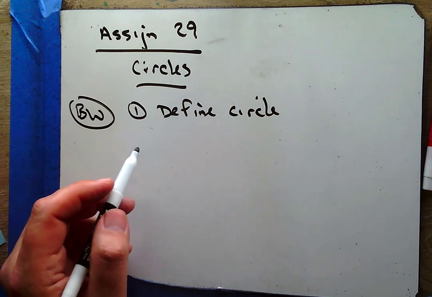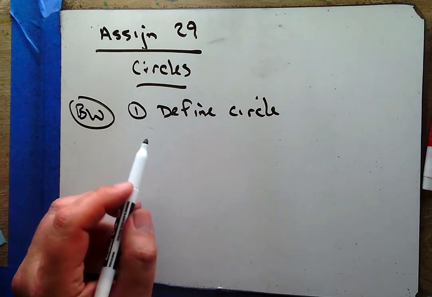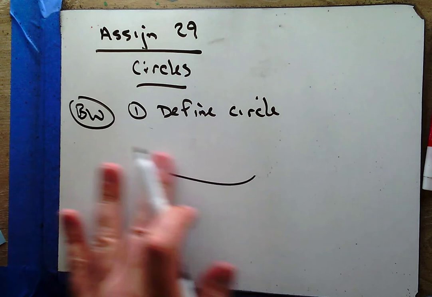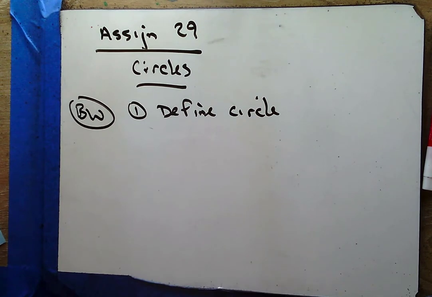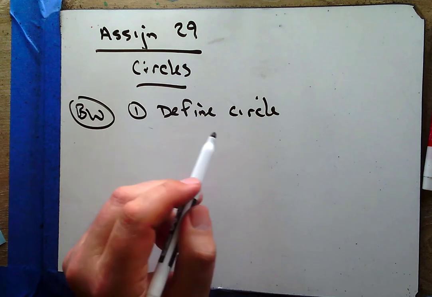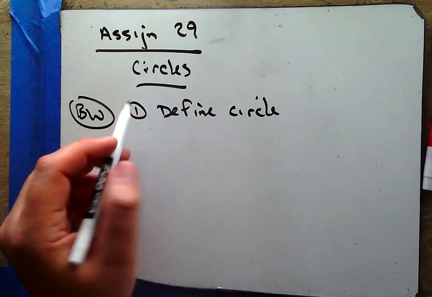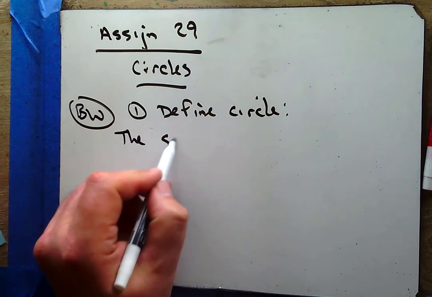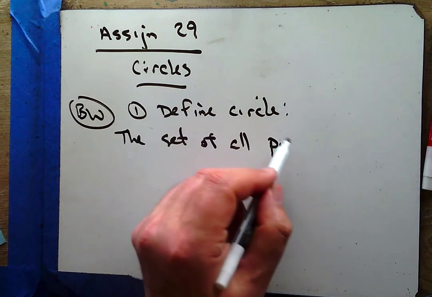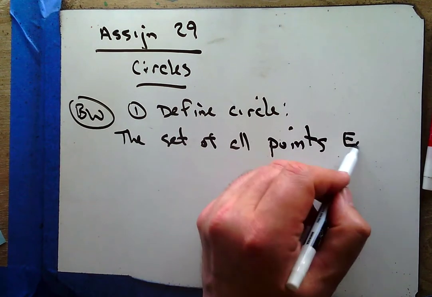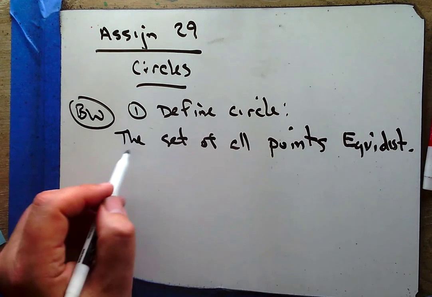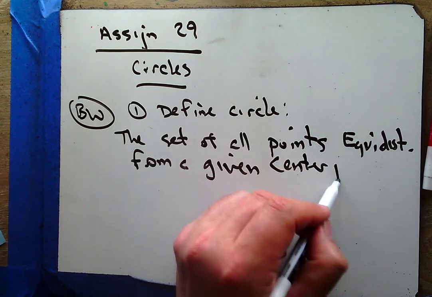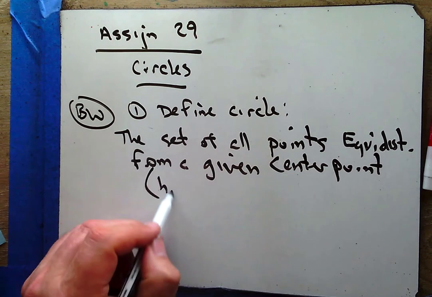The thing about the definition of a circle is, if you say a round object, then I think you mean that. Circles have a very particular definition. You can't say it's a circular object either. Instead, our definition of circle is going to be the set of all points equidistant from a given center point, and that center point we're going to call HK.